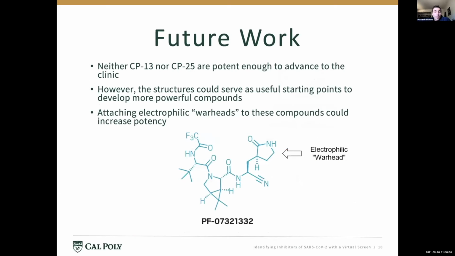So we identified two top hit compounds, CP13 and CP25, but the 45% and 35% inhibition aren't necessarily potent enough to advance into clinical trials. However, these do serve as good starting points for optimizing and creating more powerful compounds. One way you can do this is by attaching electrophilic warheads, more functional groups, to the molecule to make them more potent.